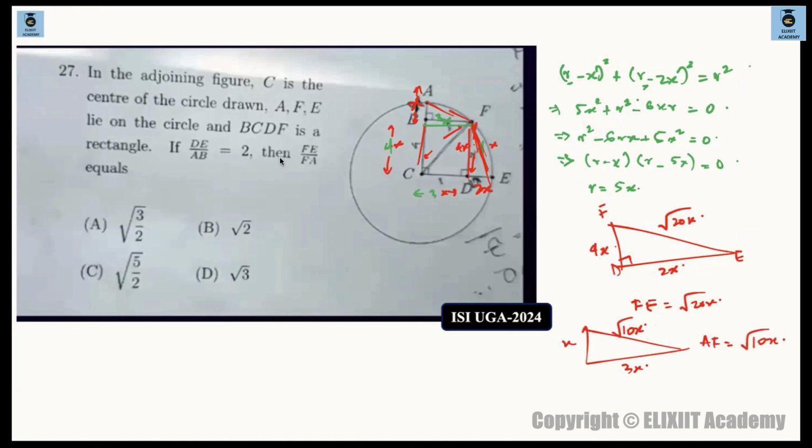So they have asked to find the ratio AFE by FA. AFE by FA will be root over of 20x divided by root over of 10x, sorry. X cancels out, root over of 2. है क्या? Option B. So this is a direct application of Pythagoras theorem only. See the figure, simply work out the question.